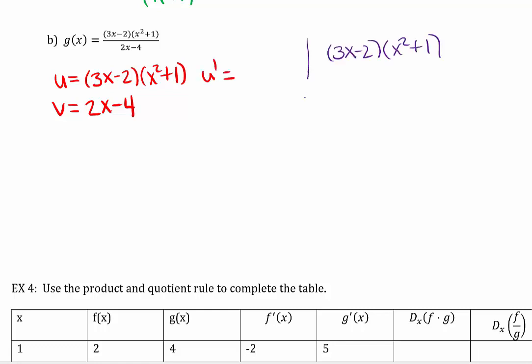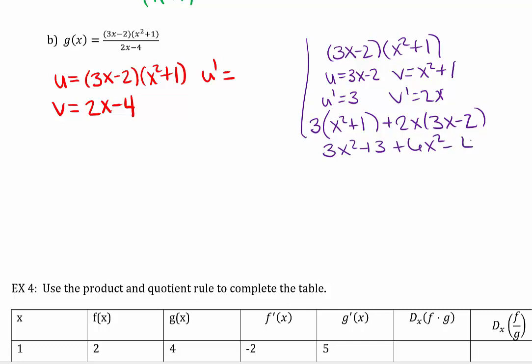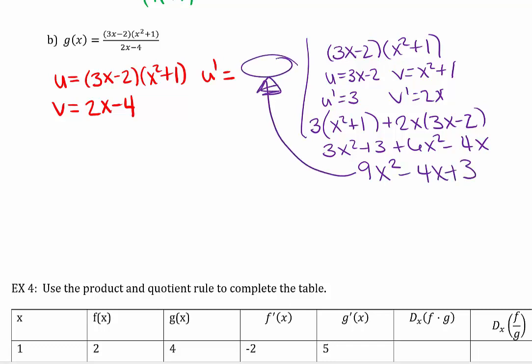because I want to show you that you can use a combination of these rules together. So over to the side, I am just going to think about 3x minus 2 times x squared plus 1. My u is the 3x minus 2. My v is now the x squared plus 1. U prime would be 3, and v prime is 2x. Using the product rule, I take u prime times v plus v prime times u. This is the derivative of that product. I would probably distribute and combine like terms. And so if I distribute and then combine like terms, I get 9x squared minus 4x plus 3. So that's the derivative of my numerator.